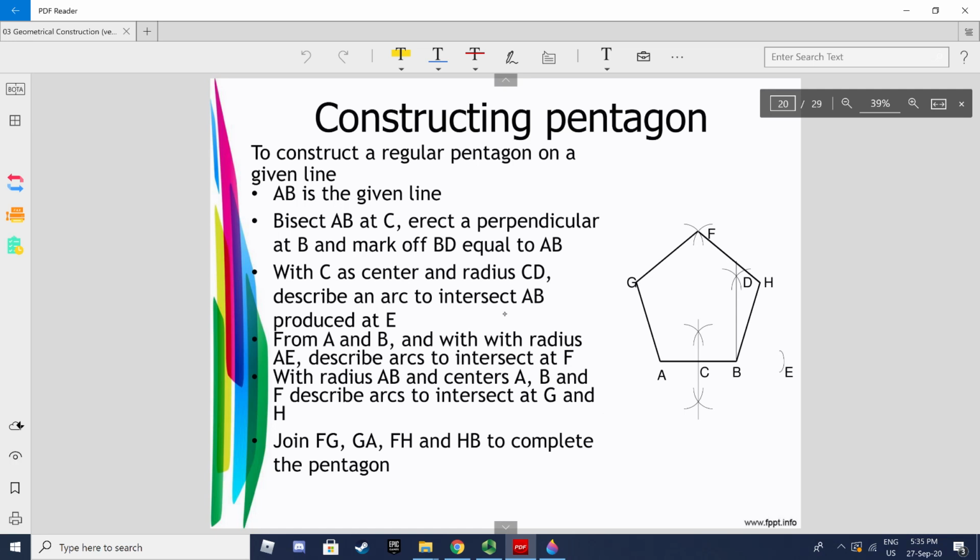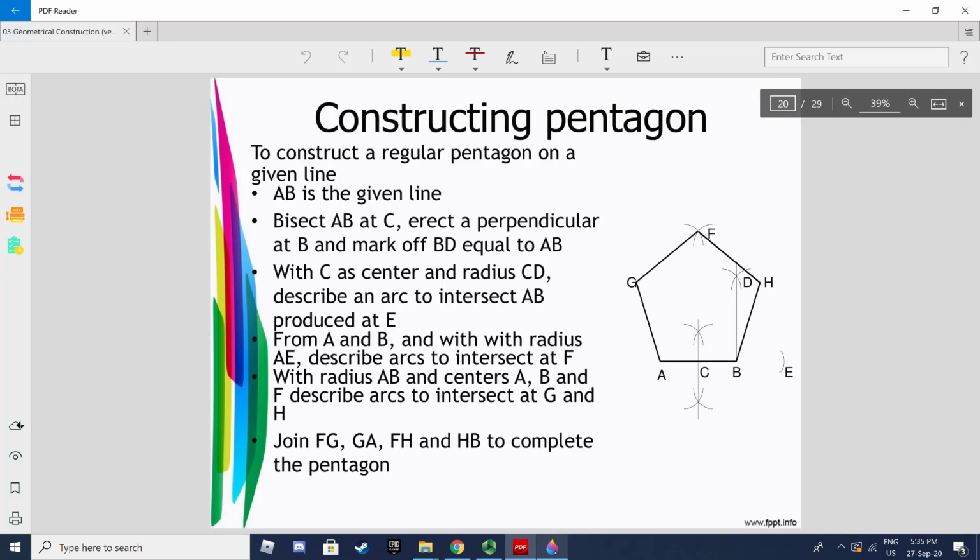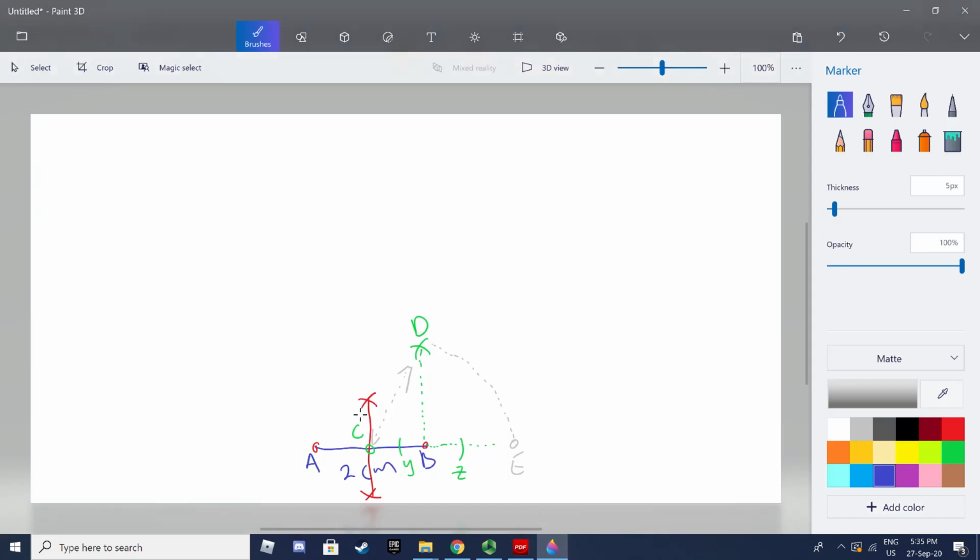And from AB with a radius of AE, since you already have point A and this point E, you put the sharp point of your compass here at A, and you open the compass until E. So you have distance AE, and describe an arc to intersect at F. So with the opening of AE, you describe an arc from point A.